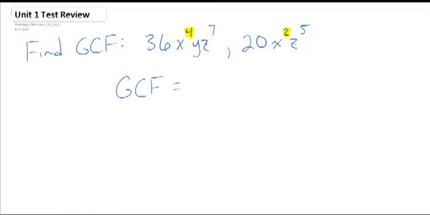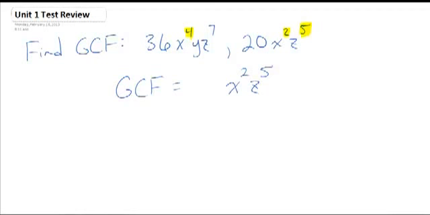Okay, and they both have at least 5 z's. The second one has 5 z's. The first one has 7 z's. So we know we've got an x squared, and we know we've got a z to the 5th that we can pull out. Now notice we cannot pull out a y because the first term does have a y, but the second term does not.